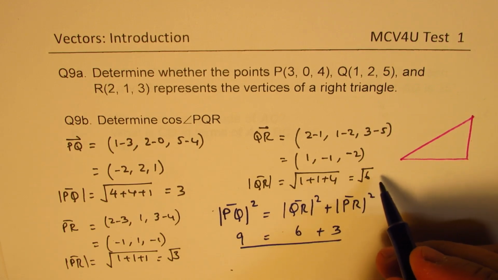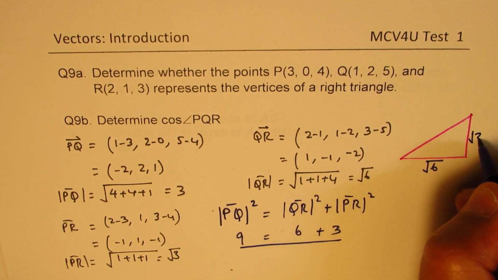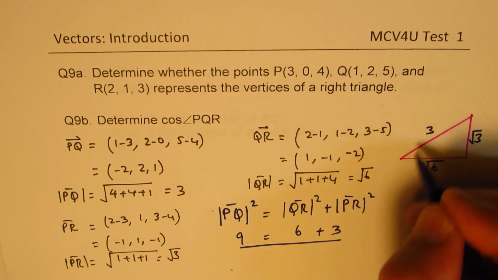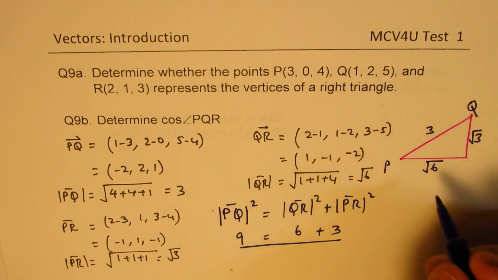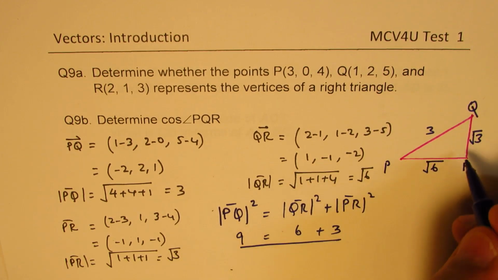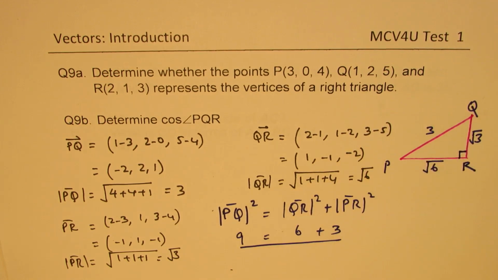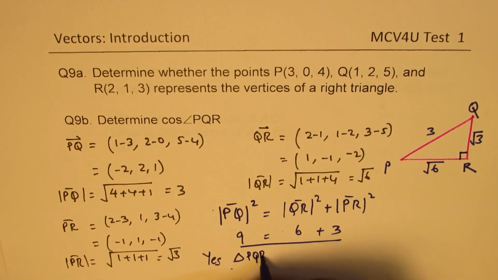So let's say this is square root 6, this is square root 3, and this is 3, this is P, Q, and here we have R, right? So that is the right triangle we're talking about. So we've shown that yes, triangle PQR is a right triangle.